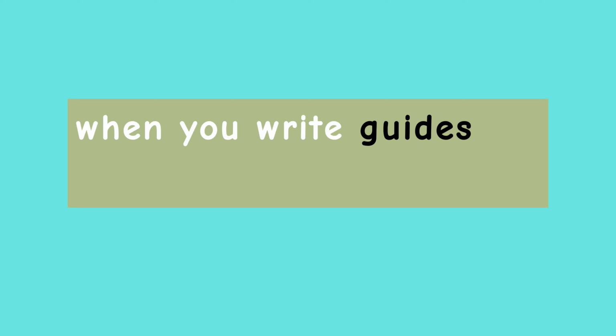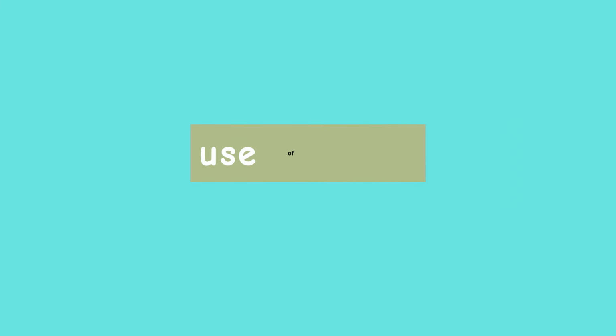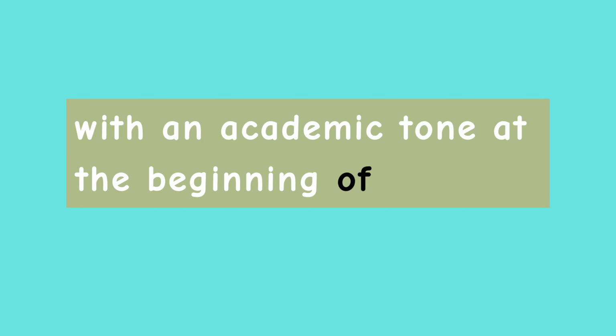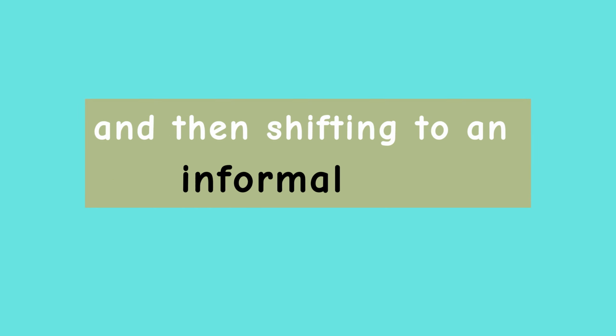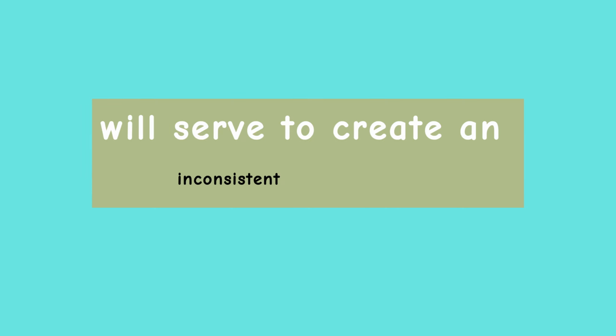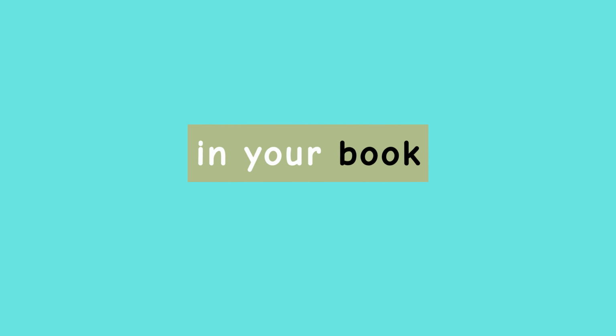When you write guides or how-to materials, it's always a good idea to maintain consistent use of tone. Using complex vocabulary with an academic tone at the beginning of the book, and then shifting to an informal tone with the use of slang later on, will serve to create an inconsistent dynamic in your book.